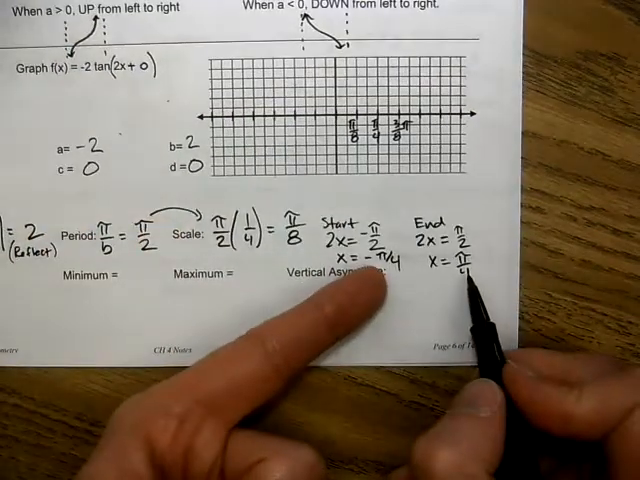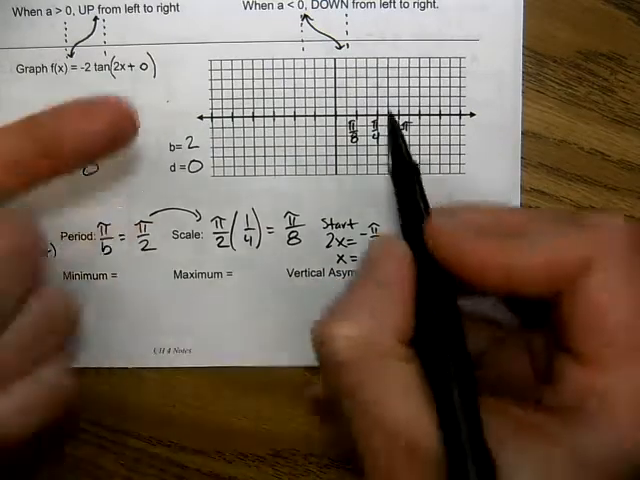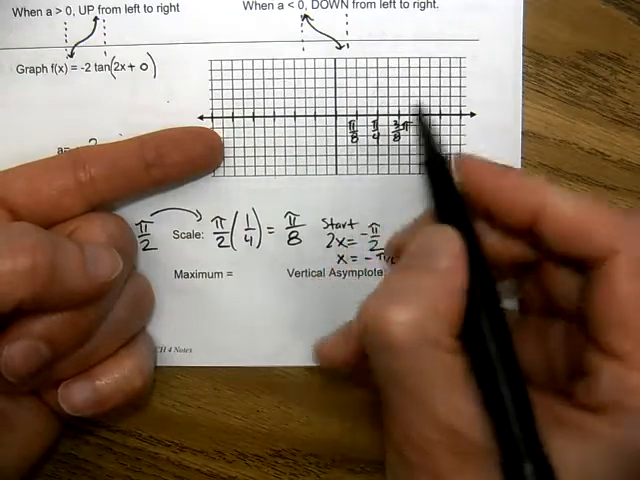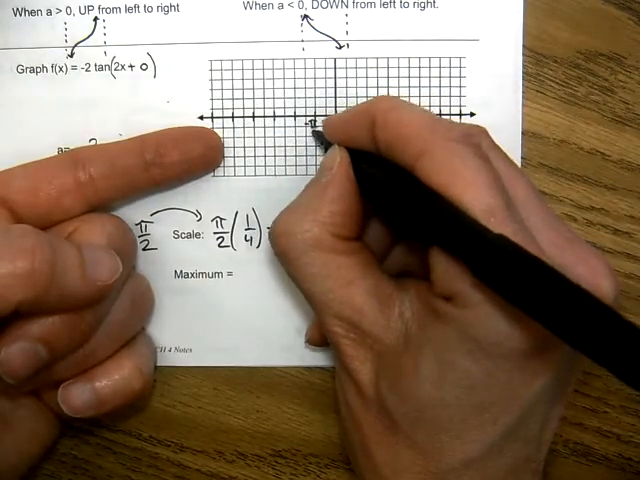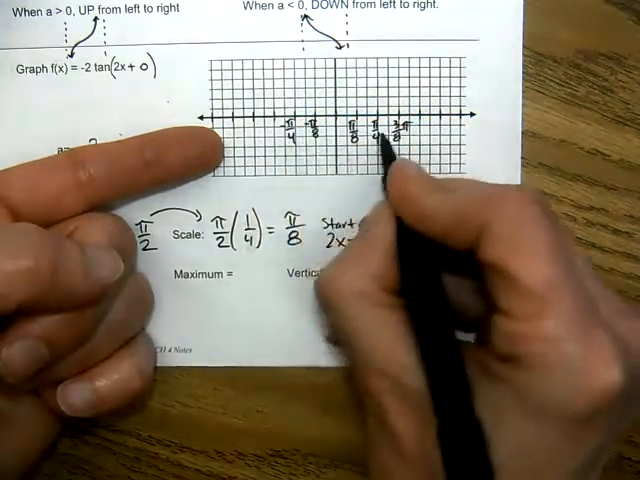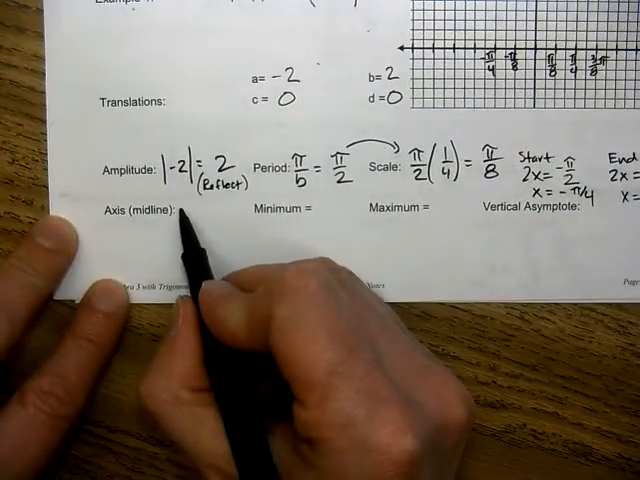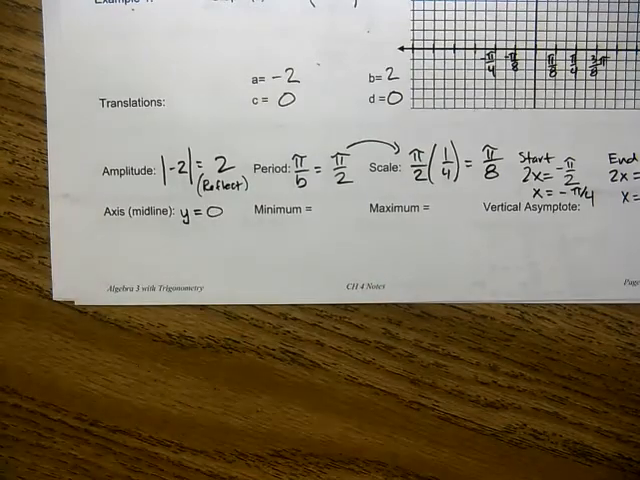So on my horizontal axis, I want to make sure that I go down to negative pi over 4. So let me fill in a bit more here. Again, our scale is 1/8 of a pi. So on the other side of 0 is negative 1/8 of a pi, and then negative pi over 4. And then we have our starting and stopping values. Our axis, our midline, again, is that value of d, which in this case is 0. So there's no vertical shift up or down.